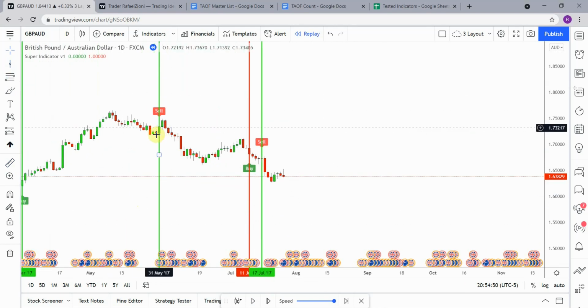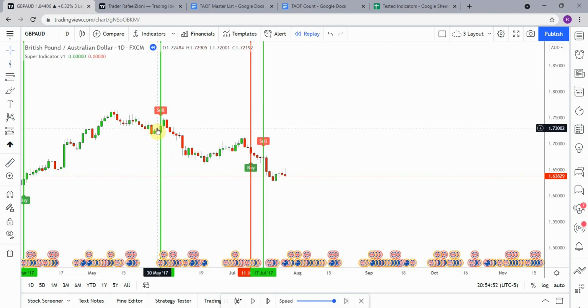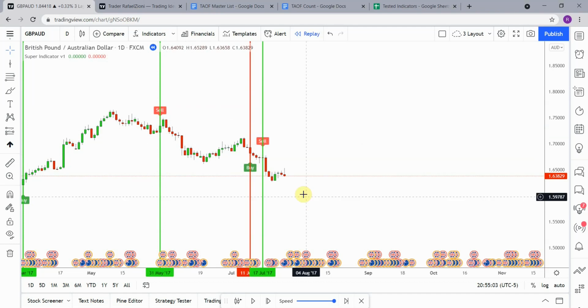All right, so you can see on this one right here, we pick up a sell. Price action pushes up a little bit right there, kind of testing our stop just a little bit, but stays within the stop before it pushes down really heavily right there, getting us to take profit.